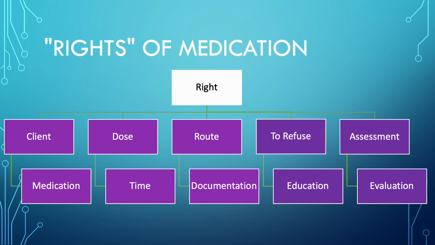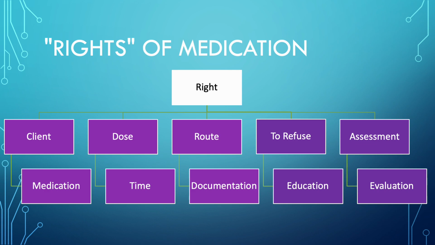Next, we check the right route. We know that different routes of medication administration can have an effect on how they are absorbed. So we want to make sure that we are giving it in the route that the doctor has prescribed. We need to make sure that that route is appropriate for that patient and that the patient can take it. So in other words, if a patient can't swallow and they're ordered something orally by mouth, we need to go and double check that because they can't take it that way. So right route.